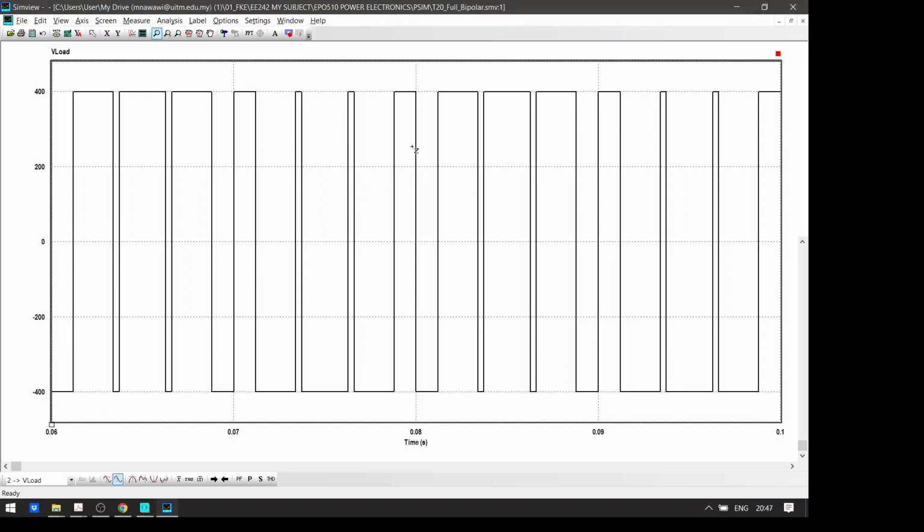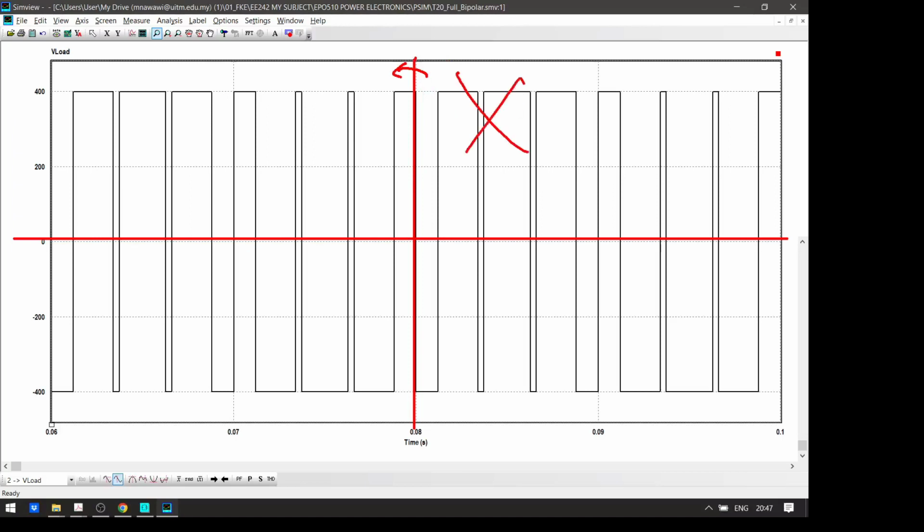Okay, right, so this is the y-axis and x-axis again. Just reflect to check whether it's even symmetry. Reflect with respect to the y-axis. Do you get the same waveform? No, isn't it? So it is not even symmetry.